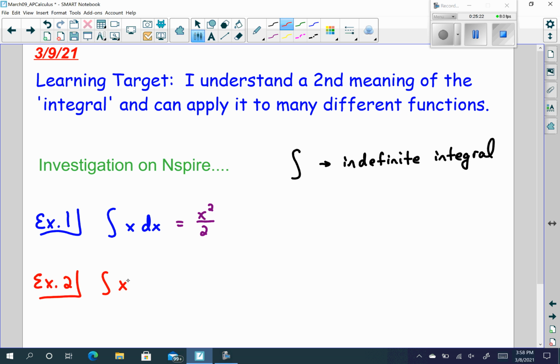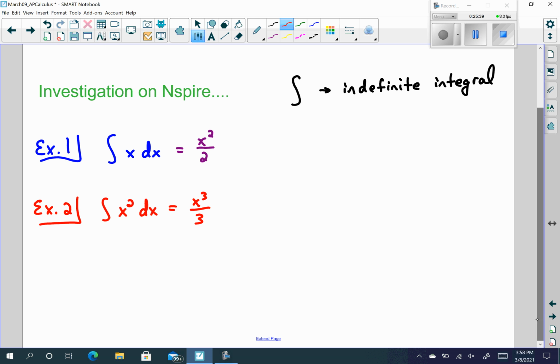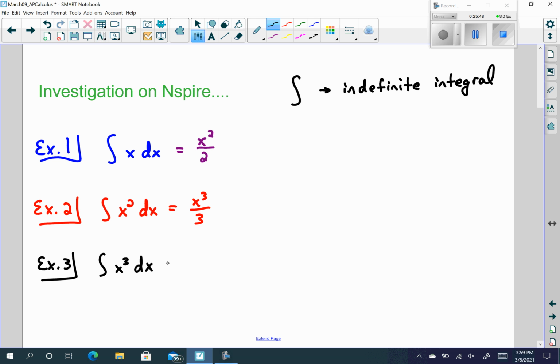Let's try the integral of x squared dx. So pause the video, go ahead and type that in. We should be getting x cubed over 3. Let's try this one more time. Let's do the integral of x cubed dx. And once you type that in, we should be getting x to the 4th over 4.